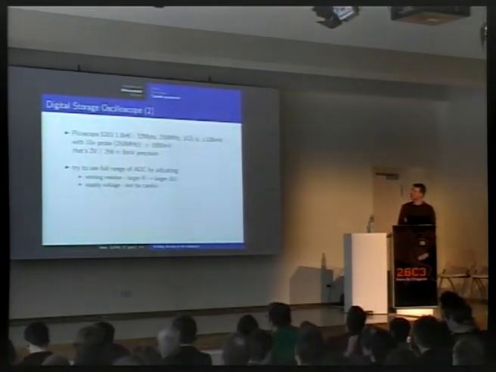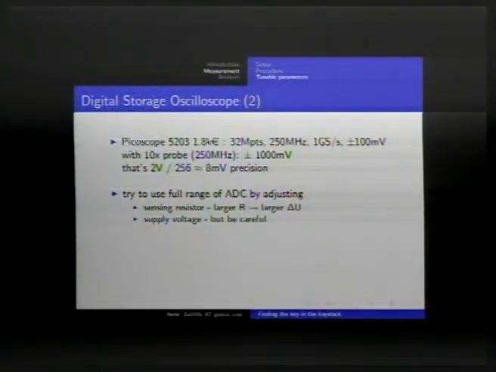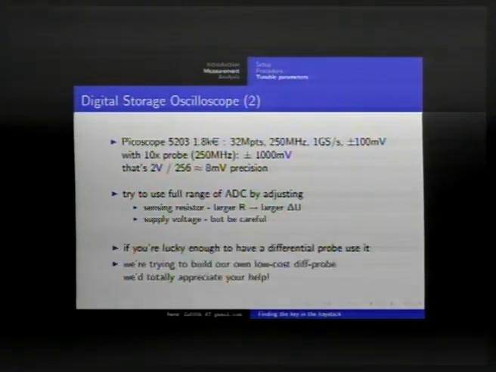You have to try to use the full range of the analog digital converter by adjusting the sensing resistor. If you use a higher value, you'll get a larger drop, and this can be measured in a better way. And you can increase the supply voltage, so the current will also increase. And if you're lucky enough to have a diff probe, then you can use that. It's really nice, but they are quite expensive as well.